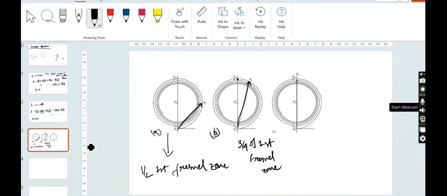Okay, then we see that here the entire first Fresnel zone appears within the hole. So this is the phasor up to like this. Okay. And this phasor OSMAX is the maximum of the electric field.